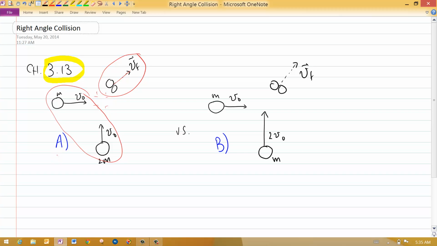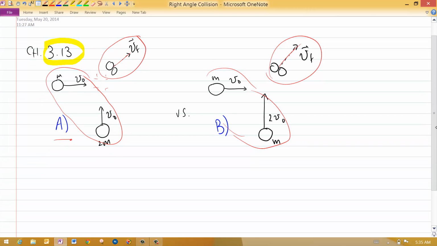This is situation A. Situation B is I have a car going at the speed limit to the east, and a car that's going at twice the speed limit to the north. These things still collide, so here is the system before the collision, and here's what the system is after the collision, and I'd like to know how fast each of these things are going. In which of these situations, A or B, is the object going faster?